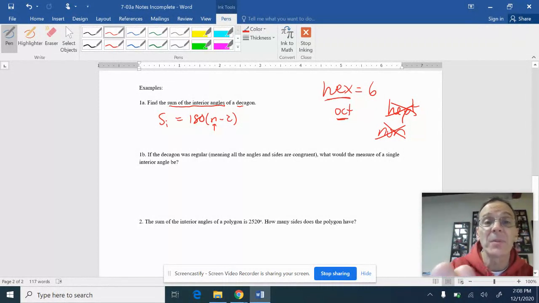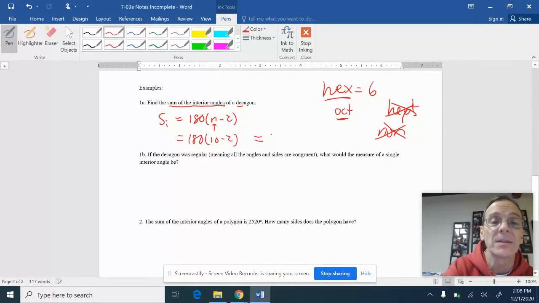So to find the sum of the interior angles of a decagon, which has 10 sides, we just got to plug 10 in for n. That's all. And then simplify. 10 minus 2 is 8. 8 times 180 is 800, and 640 is 1,440 degrees. There's the answer to the question. Easy. Could not be any easier.